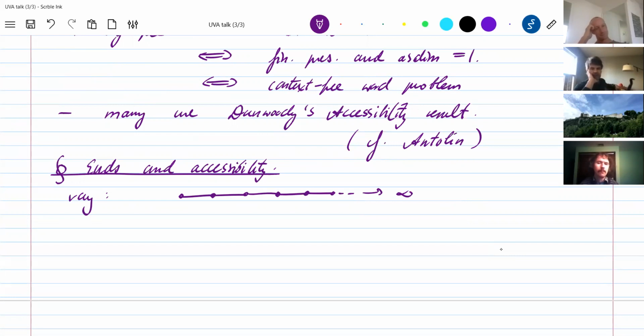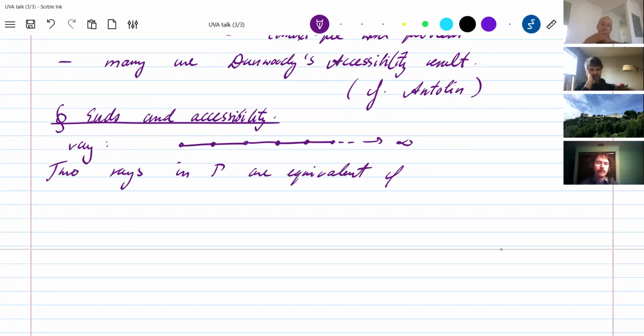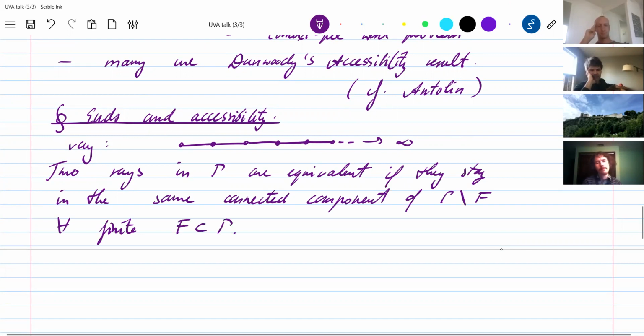Okay. And I'm going to introduce an equivalence relation on rays. I'm going to say that two rays in a graph are equivalent if they stay in the same connected component of gamma once we've removed a finite set, for any finite subset of gamma.